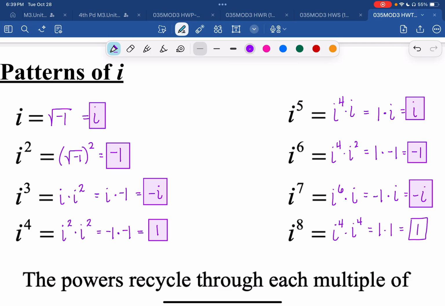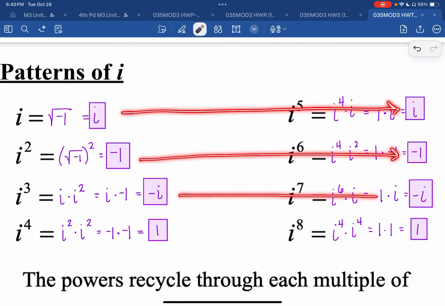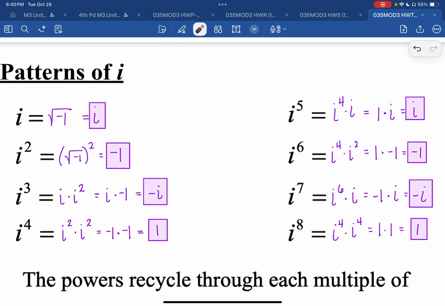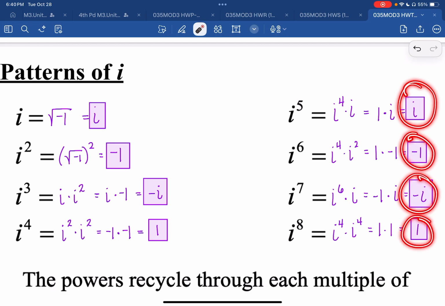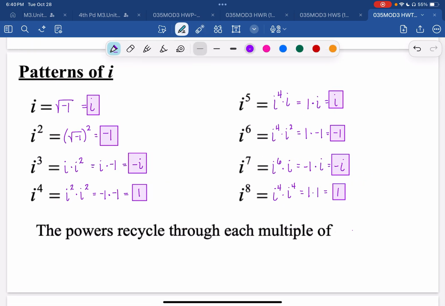And if you look, you should see a pattern. This pattern is going to continue to recycle. That means that i to the ninth, 10th, 11th, and 12th, then 13th, 14th, 15th, and 16th, will repeat the same values. So it's going to continue to recycle each multiple of i to the fourth.